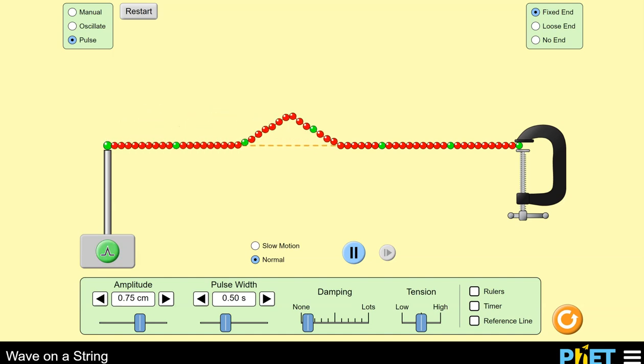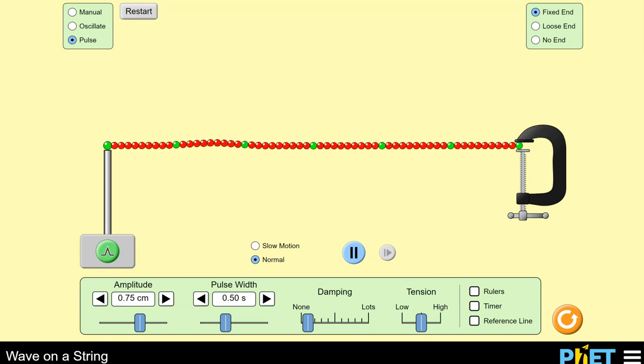So if I create a pulse here, meaning this machine on the left just goes up and then back to equilibrium, the energy it puts into the system travels down the length of the string. This is called a wave pulse. So it's just one shake up and back to equilibrium, but we see that shake upwards travel the length of the string.